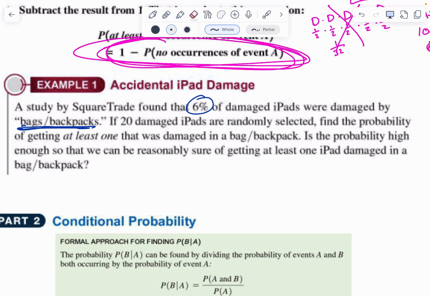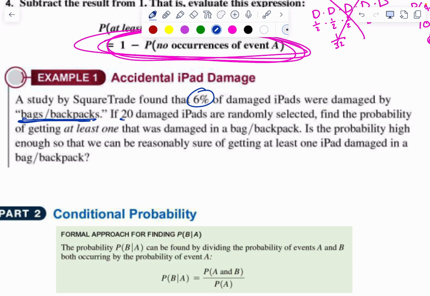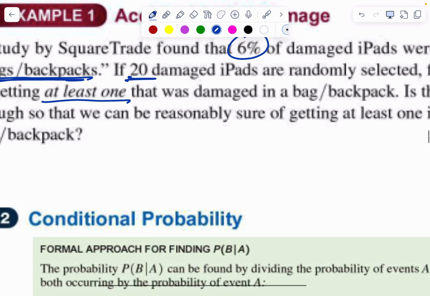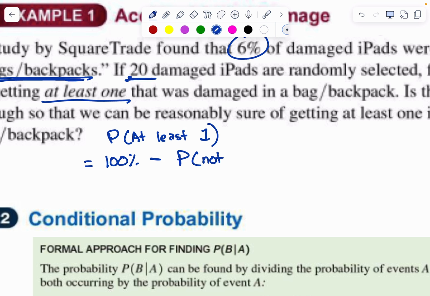6% are damaged by backpacks, okay? If 20 damaged iPads are randomly selected, what is the probability that at least one was damaged by a backpack? So, 0.06 times 20. Okay, I want to do the probability of at least one, right? That means I'm going to do 100% minus the probability that it was not by a backpack. So 94% not backpack. Yeah, it was not damaged by a backpack.